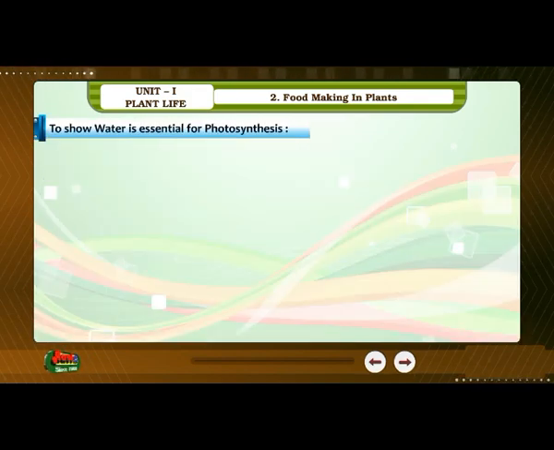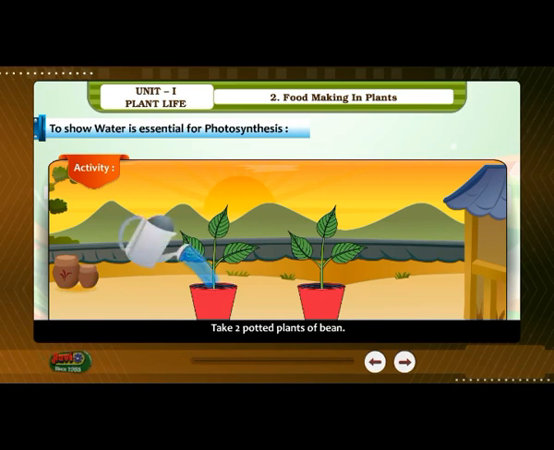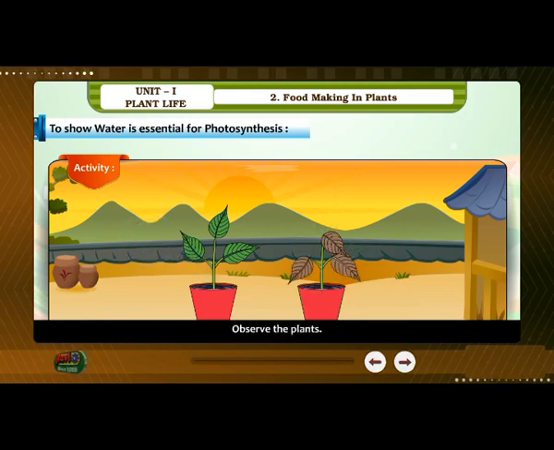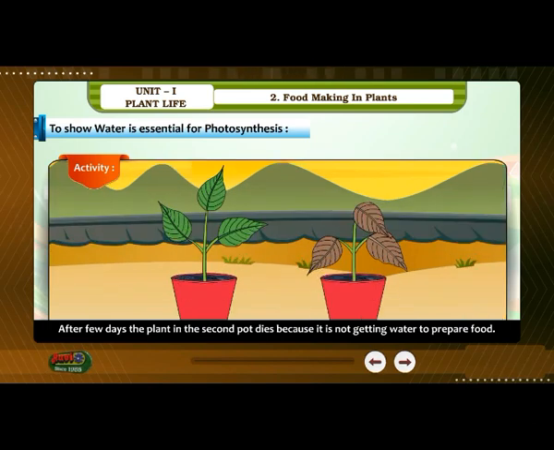To show water is essential for photosynthesis. Activity: take 2 potted plants of bean. Water one plant as usual and do not water the other plant. Do this for 4 to 6 days. Observe the plants. After a few days, the plant in the second pot dies because it is not getting water to prepare food. As you know, water is also essential for photosynthesis.